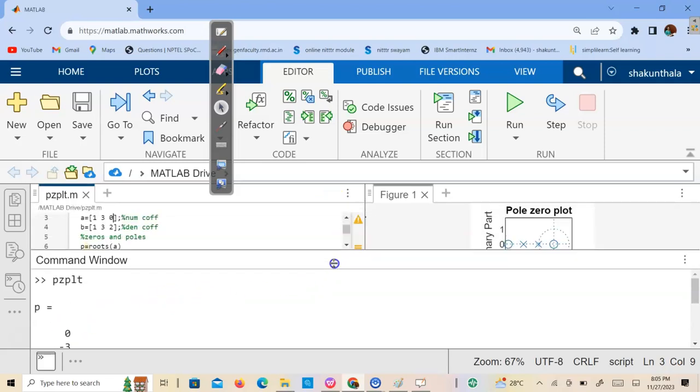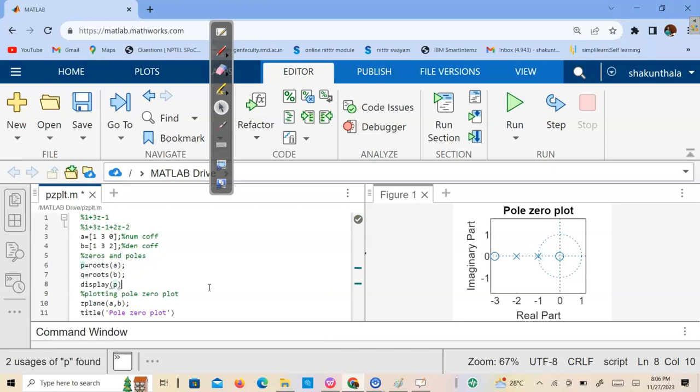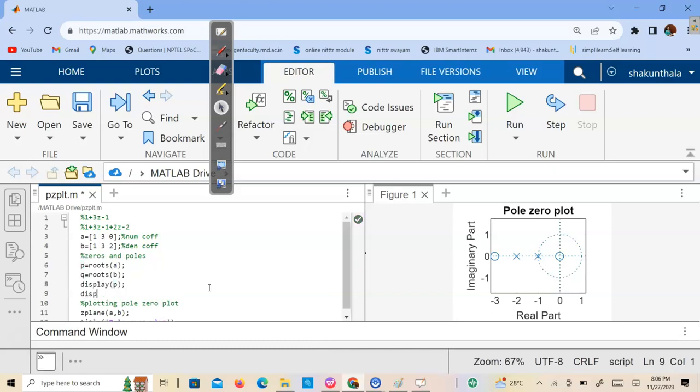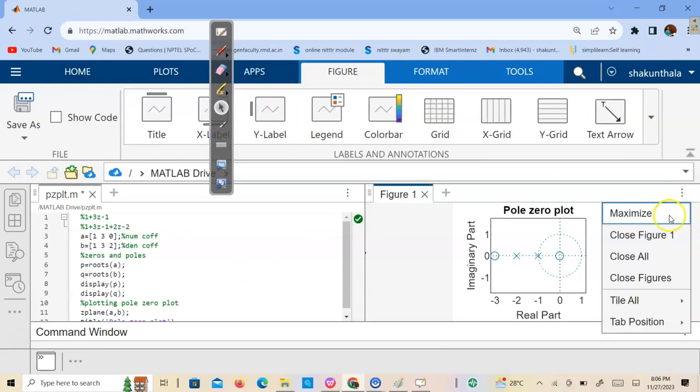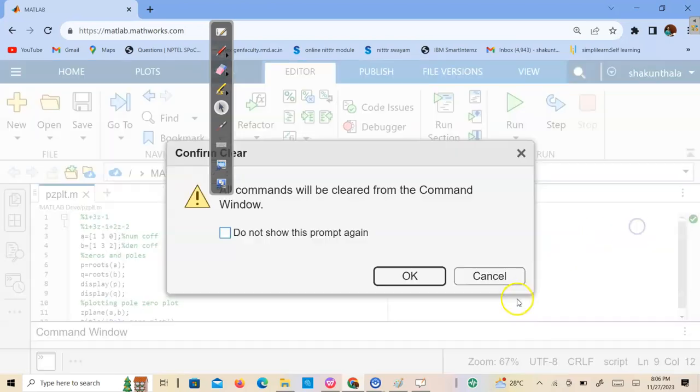Whether it is necessary to remove the semicolon to display the value, another option is, instead of removing the semicolon, we can just display the values of P and Q. Just give the command display of P, display of Q, so that there is no need to remove your semicolon. Like this also you can execute. I am closing the figure as well as clearing the command window.